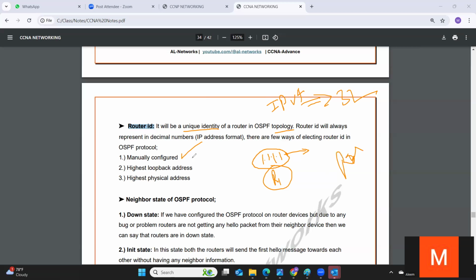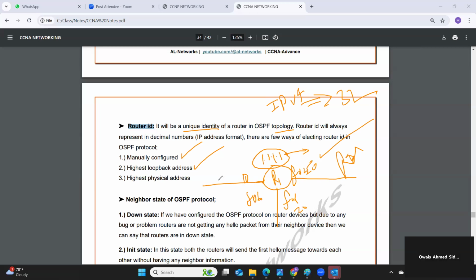If you have not configured it manually, then it moves to the highest loopback interface. A loopback interface is a virtual interface. If you have not configured a virtual interface either, then it will be elected based on the highest physical IP address. Here we have physical interfaces F0/0, F0/1, and F0/2, different ports, and we will assign some IP addresses. Whichever is the highest IP address will be elected as the router ID.